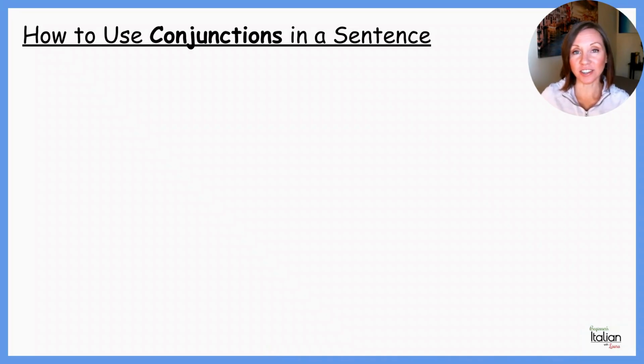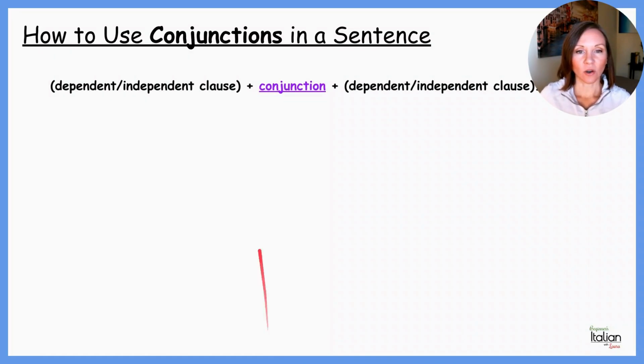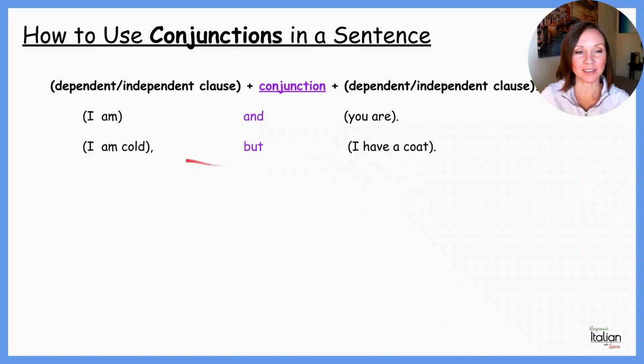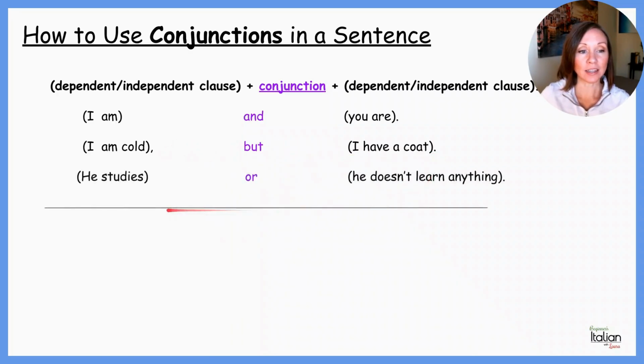How to use conjunctions in a sentence. In English, we have either a dependent or independent clause, plus a conjunction, plus another dependent or independent clause. So I am and you are. It basically glues this side of the sentence with this side of the sentence. I am cold, but I have a coat. Again, it connects or glues this side with this side. He studies or he doesn't learn anything.